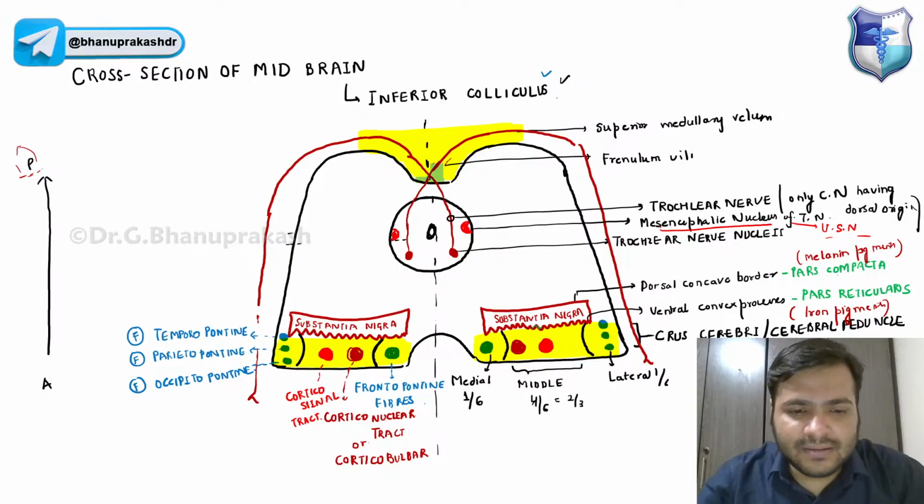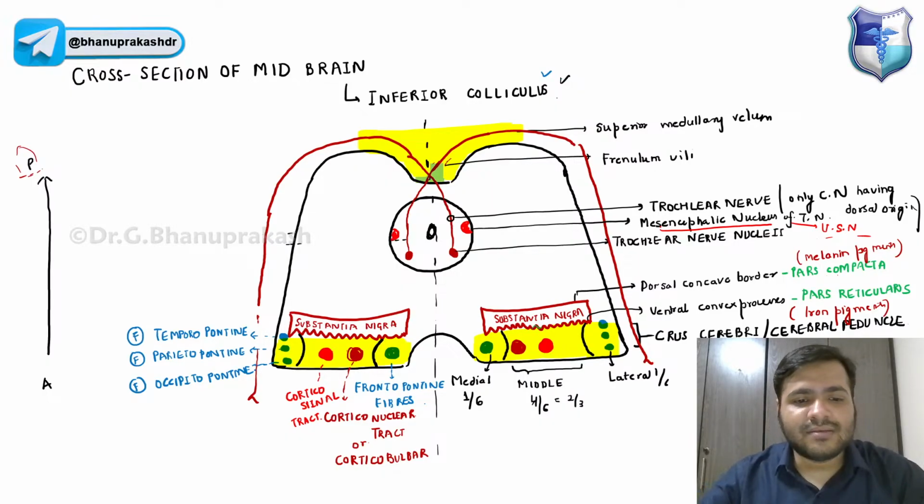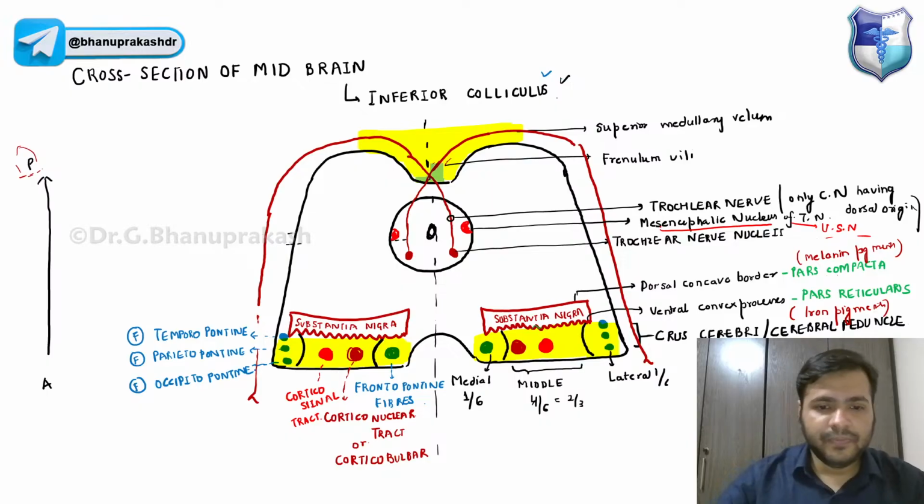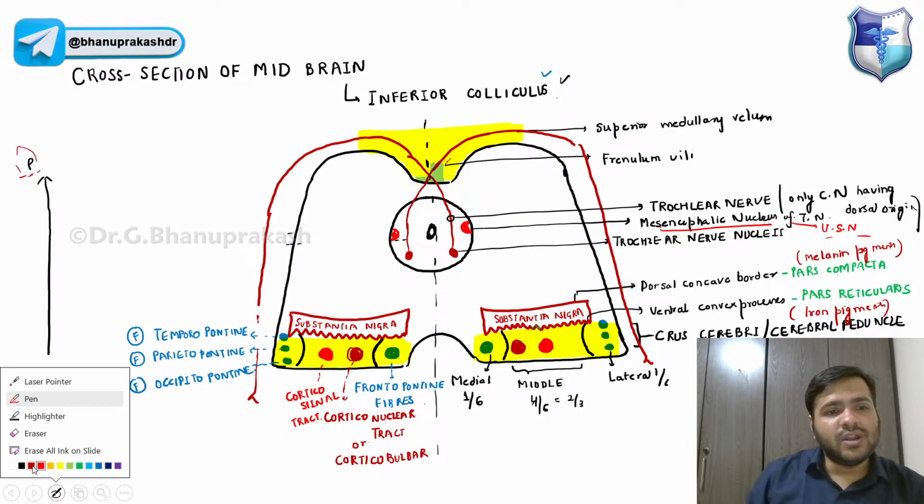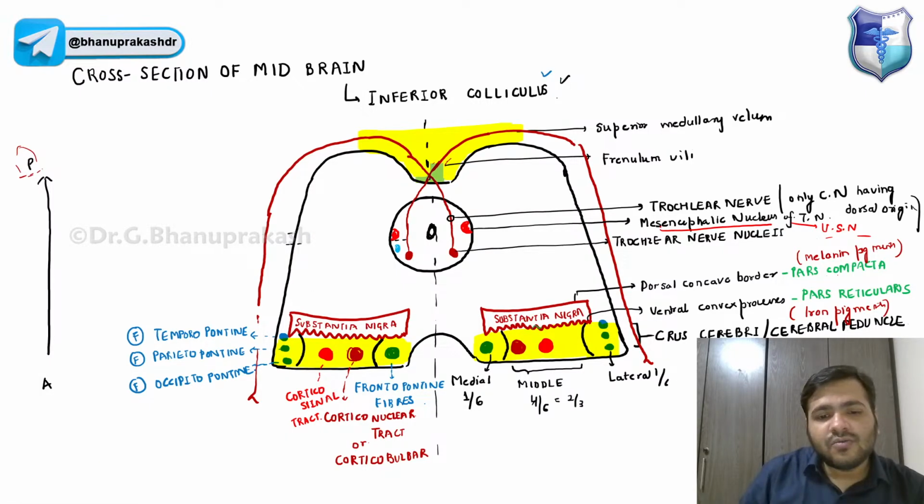And we have a nucleus now which is present in between, and that is called the nucleus of Darkschewitsch. Okay, in between the trochlear and this mesencephalic nucleus, we have one more nucleus, and that nucleus is called the nucleus of Darkschewitsch. Please try to mark this, present on both the sides. Just write down the spelling over here. Yes, this nucleus is called the nucleus of Darkschewitsch.